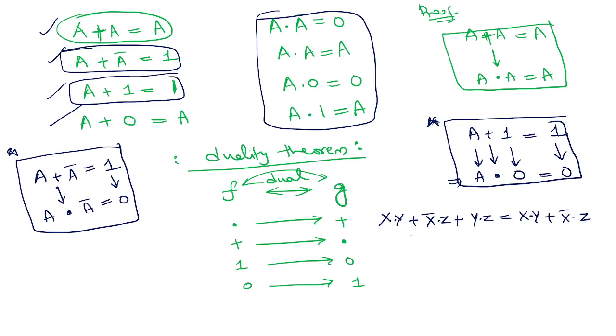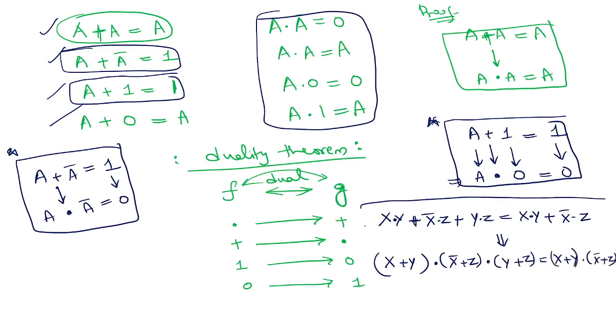Whatever you have seen, now this I can also obtain the dual: x plus y, wherever dot is there it will become plus, wherever plus is there it will become dot. So (x bar plus z)(y plus z) is equal to (x plus y)(x bar plus z). So for consensus also the duality will be there.